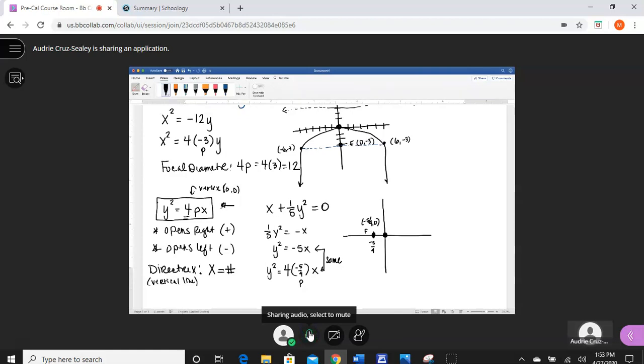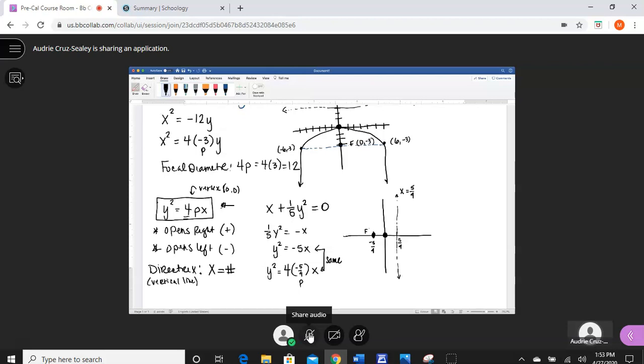Plus 5/4. Well, I agree that it's +5/4, but remember, your directrix is not a point, it's a line. So here's your directrix. So your directrix would be x equals 5/4. Is that okay? And then which way does the parabola open up? To the left. It would open up to the left. Good job.